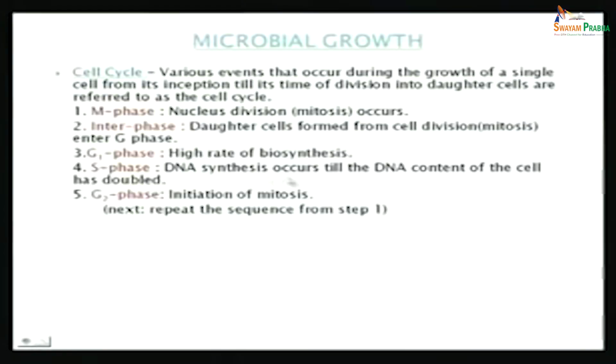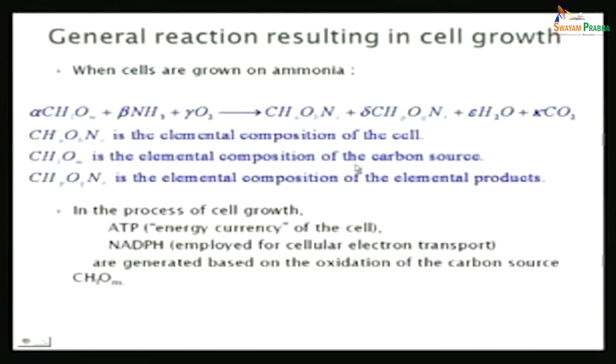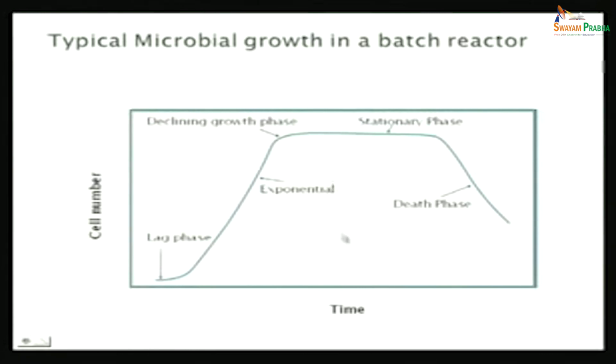Then it's the DNA synthesis phase that we are not looking at, and the DNA synthesis occurs till the DNA content of the cell has doubled, and then again it goes back to phase 1 over here, initiation of mitosis. So, it is a cyclical process. What we are looking at here is phase 3, the G1 phase, the rate of cell biosynthesis. Okay. This is an interesting thing.